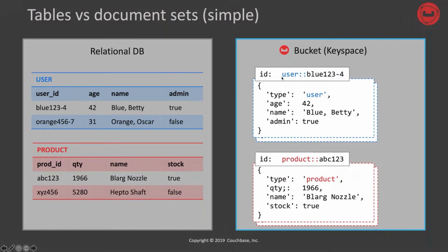We also use a user key prefix for the primary key or the ID of the document. So this one here is user:blue123-4, which is the first record here. Its age is 42, its name is Betty Blue, and the admin is true. So in here we explicitly name in each one of the documents the attributes within that document, and this is how we take just flat data straight over into documents.